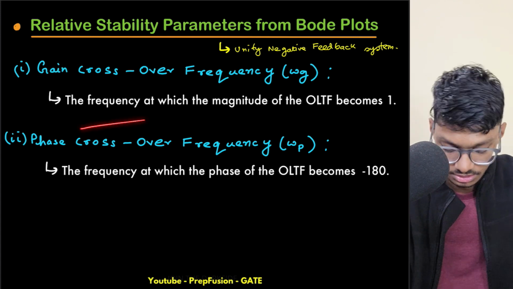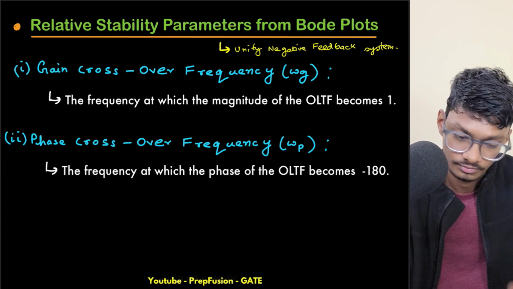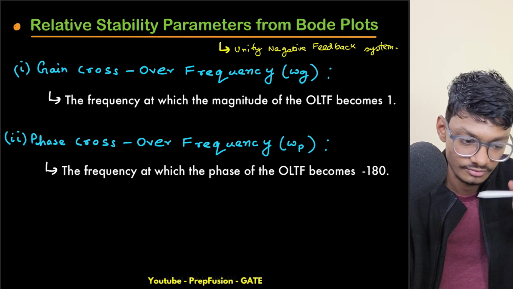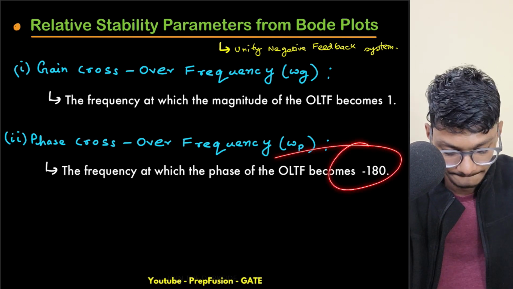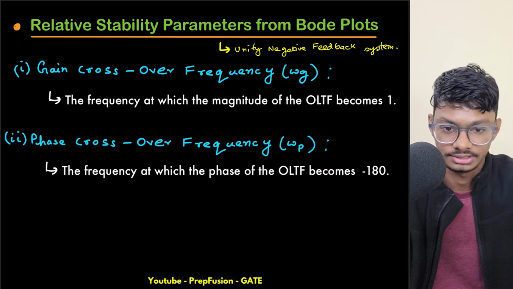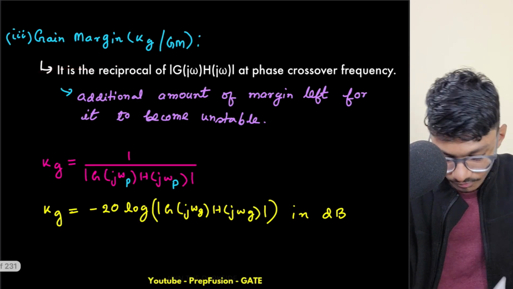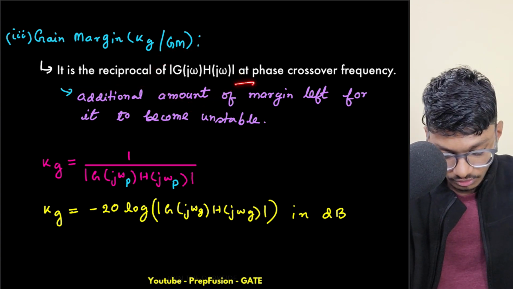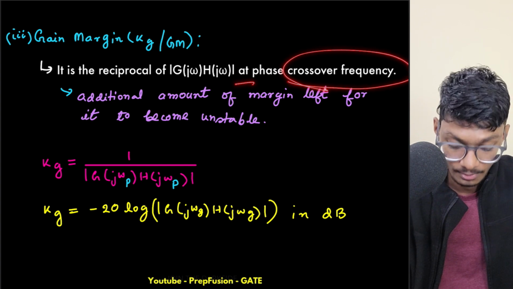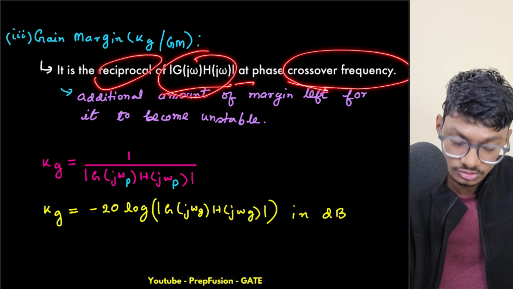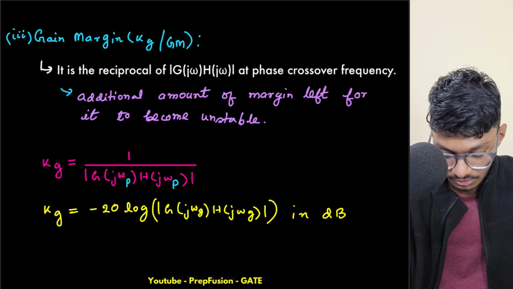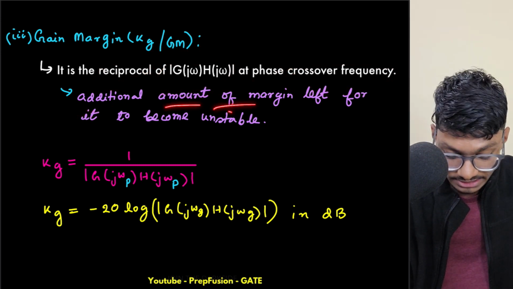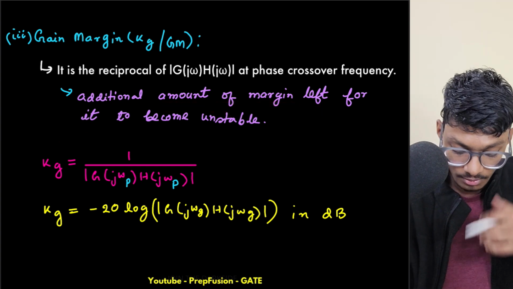What is gain crossover frequency? The frequency at which the magnitude of my OLTF becomes 1. What is the phase crossover frequency? The frequency at which the phase of my OLTF becomes minus 180. It crosses the negative real axis. What is the gain margin? Gain margin is the reciprocal of the magnitude of my OLTF at the phase crossover frequency. This is the additional amount of margin left for it to become unstable.